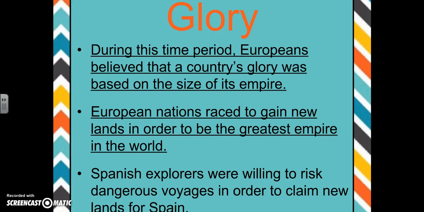The glory part. You wanted your country's empire to be bigger than your rivals. And so Great Britain wanted their empire to be bigger than the French Empire. France wanted theirs to be bigger than Spain. Spain wanted theirs to be bigger than Italy. And so the size of their empire is what is represented by the glory. European nations raced to gain new lands in order to be the greatest empire in the world.